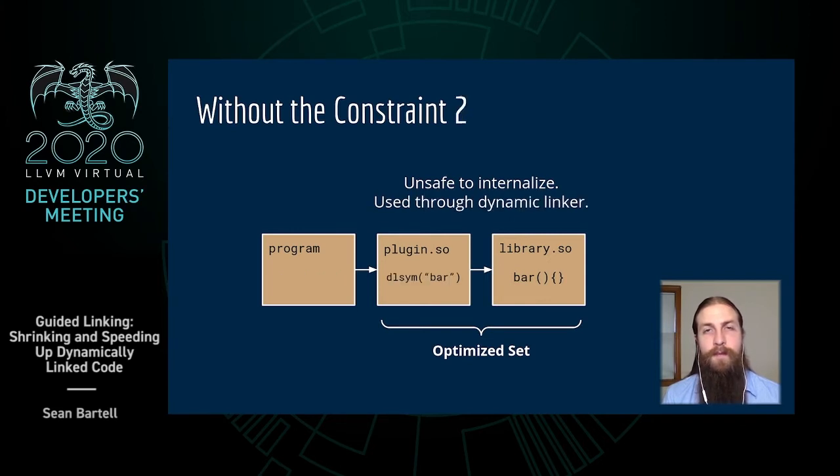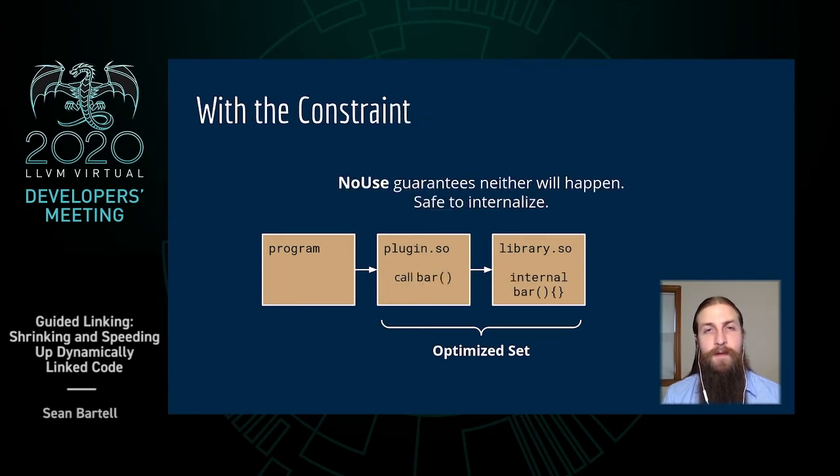The second case is when we call DLSim to dynamically look up the definition. Even if we do this from inside the optimized set, DLSim won't be able to find the definition if it's been internalized. By specifying the no use constraint, the developer can guarantee that neither of those cases will happen. Then it's safe for us to internalize the symbol.